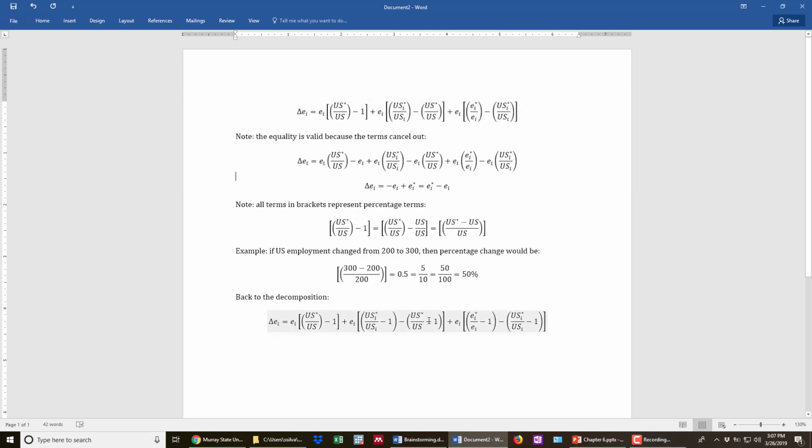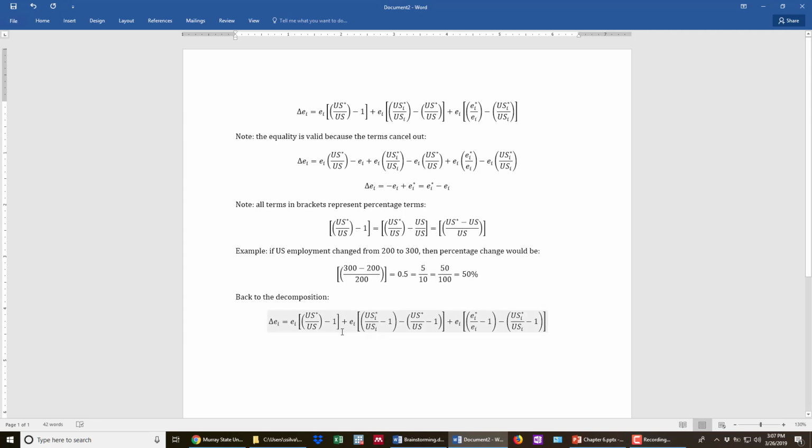Now, consider the other terms. This is the percentage change of overall employment in US. If I include a 1 here, or a minus 1 here, and if I include a minus 1 here as well, notice that this minus 1 will cancel out with this minus 1 because minus times minus will become plus. So this minus 1 will disappear.